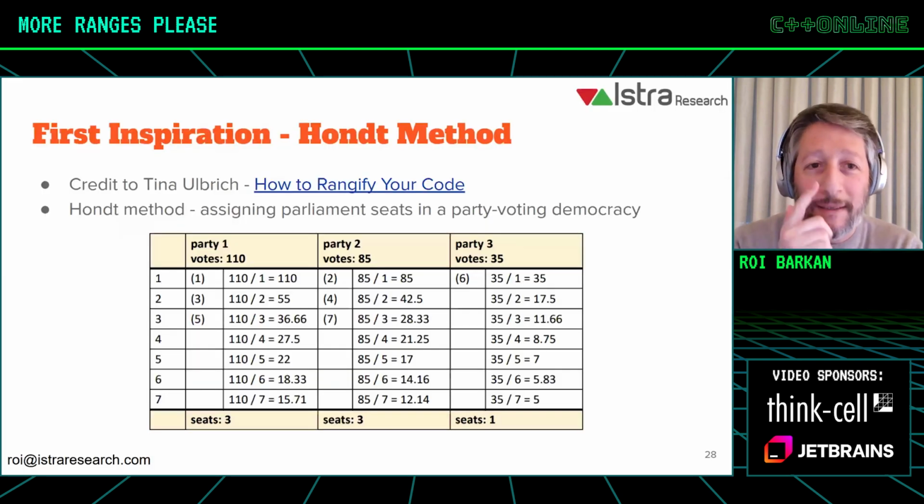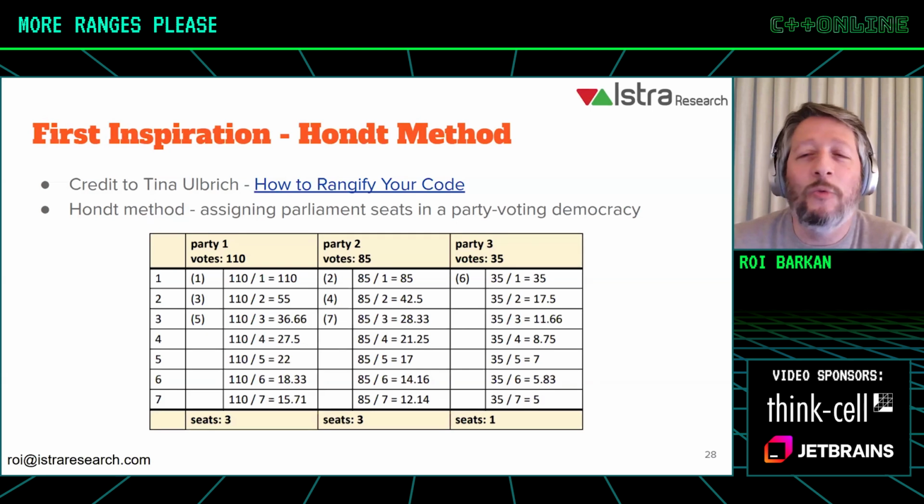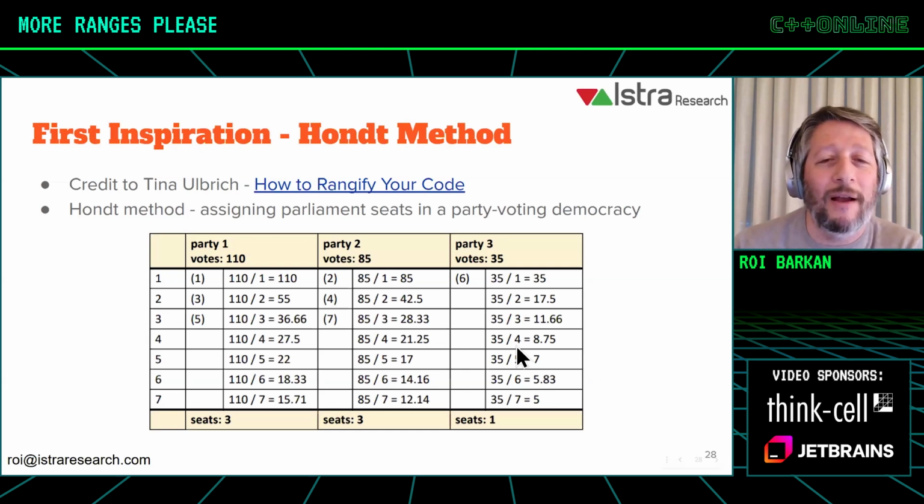Okay, so the first rabbit that came to mind for me was when I saw Tina Ulbricht's talk on C++ on C. I think it was 2022 maybe, where she basically told people how to take non-range code and write it in a range manner. And one of her examples was this very, very tricky algorithm called the D'Hondt method, which is meant to assign seats in a parliament based on a party voting democracy. So here's the method in a few words. Basically, we have, again, some parliament. We want to assign seats into it. People are voting into one of three parties.